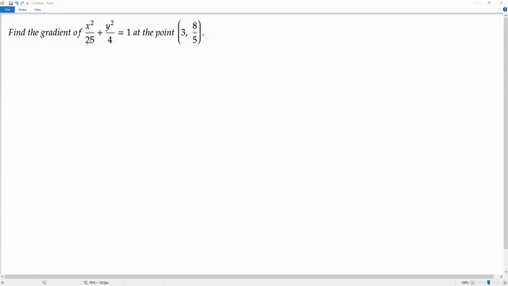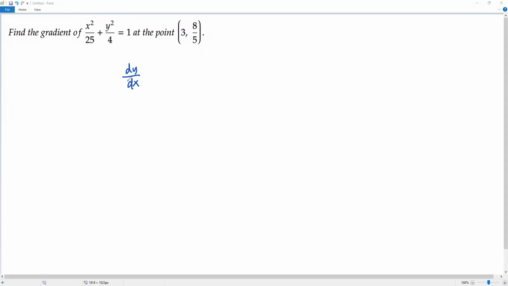Find the gradient of x squared over 25 plus y squared over 4 equals 1 at the point (3, 8/5). Gradient is the slope of the curve. Okay, here to get the slope of this curve, we need to get dy over dx from the given equation. This dy over dx gives the derivative of y with respect to x.